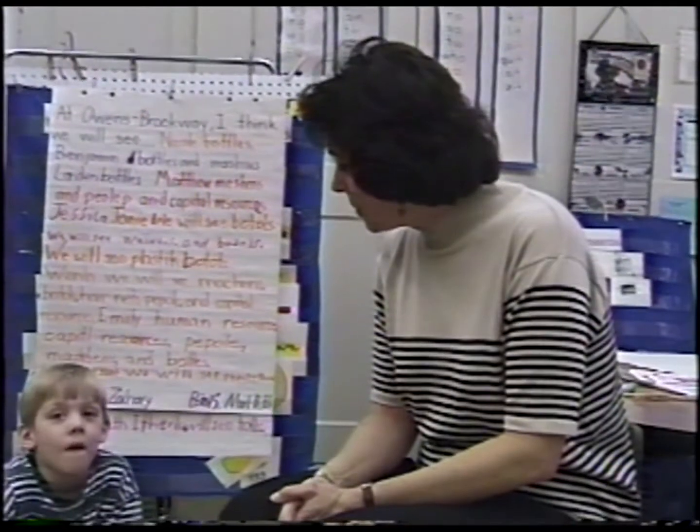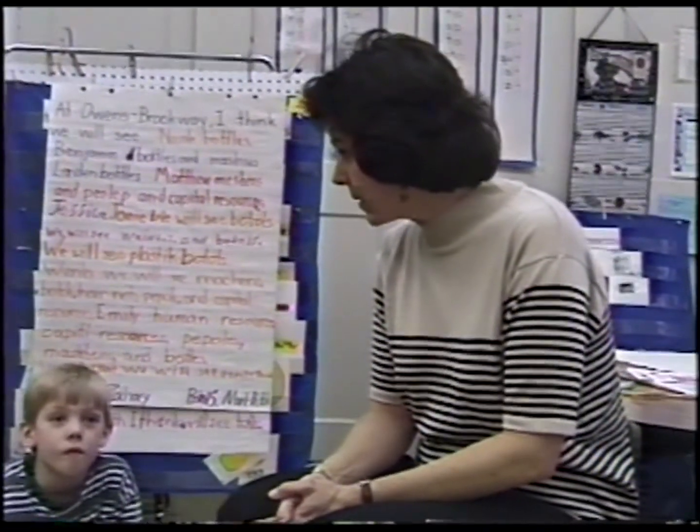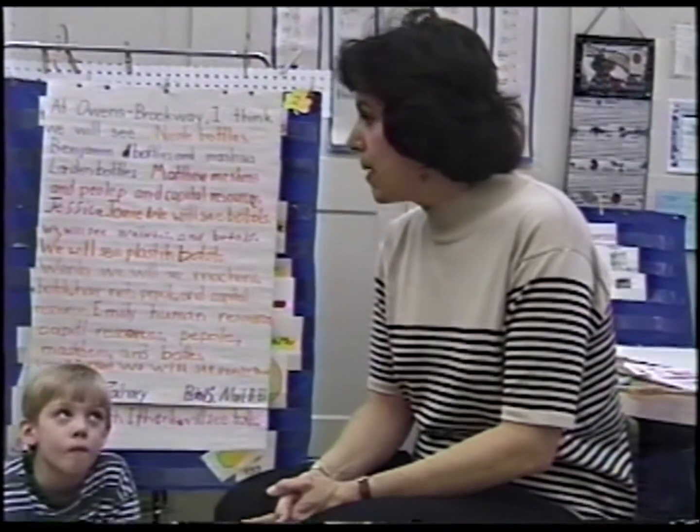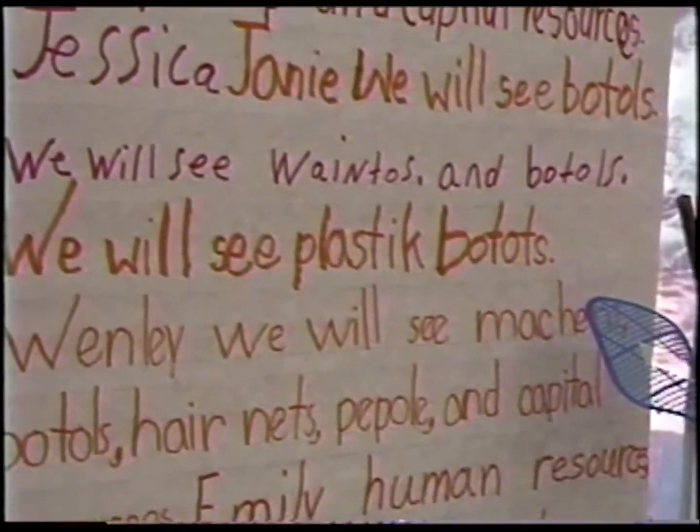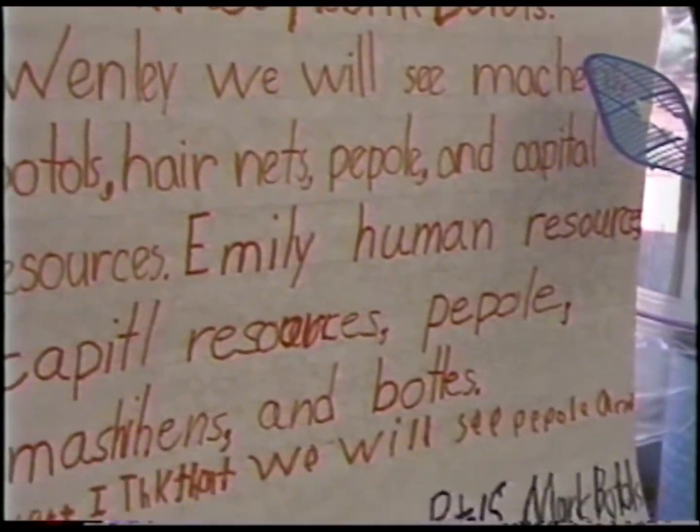Before we had gone, we predicted what we might see, and some of the children had siblings who had gone on the field trip before, so they knew hairnets, and so our prediction list had some pretty specific items that they thought they would see. Let's make a list of things that we actually saw.